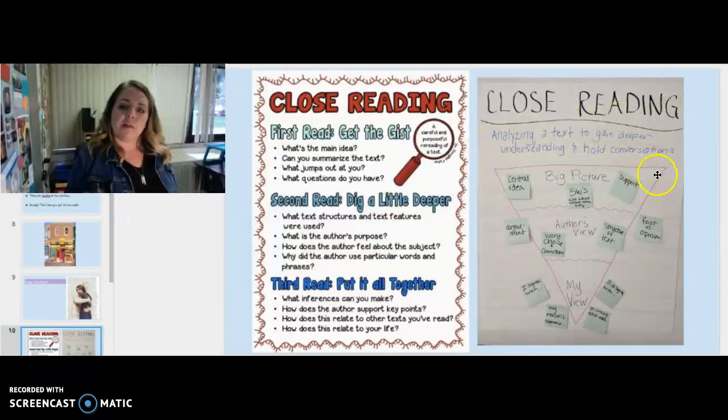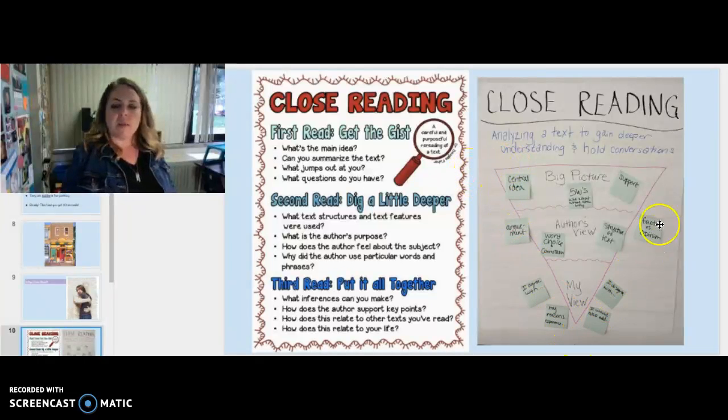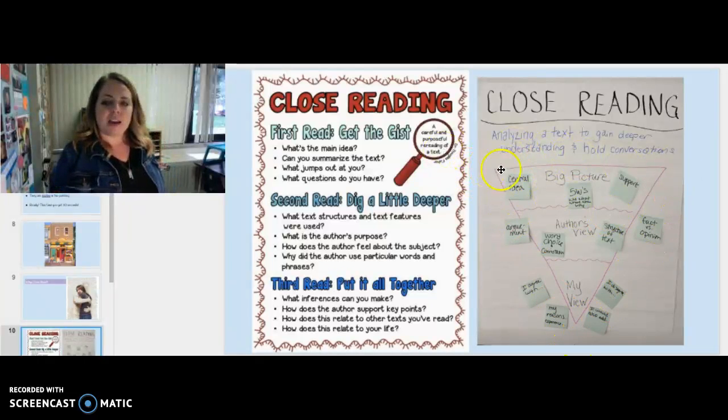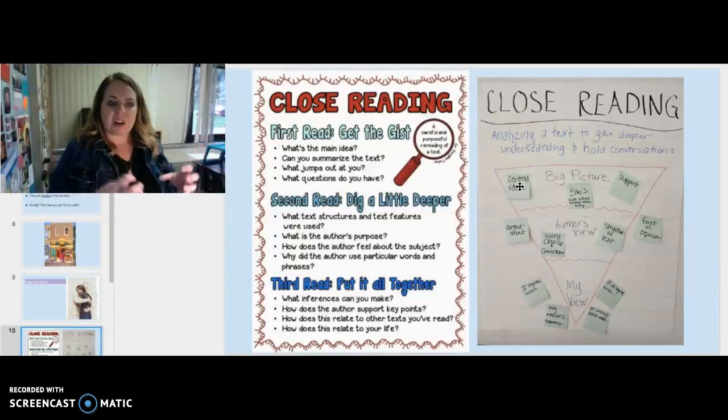When we did this last year, I really liked this upside down triangle kind of picture for those of you who are visual like I am, because it shows that when you analyze a text to gain a deeper understanding, it helps you to hold conversations with people about what you've read and that sort of thing. But this upside down triangle shows that the first time you read, it's that big picture. You're just focusing on kind of the building blocks of the article, the most important things of the article.